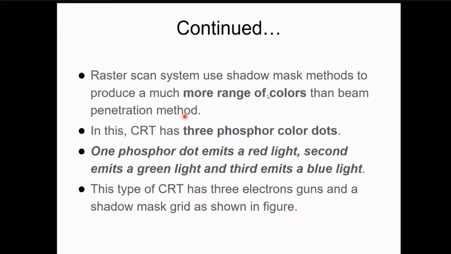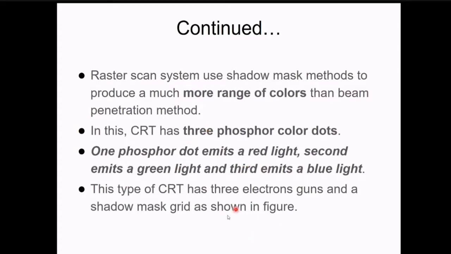Another thing that we have is that it has 3 phosphor colored dots. These 3 phosphor colored dots are able to produce a range of different colors. If we want to display one particular color, then it will nullify or reduce the intensity of the other 2 colors, that is the green and blue, and it will increase the intensity of the red color only at that particular point of time. So this is the intensity thing that we have. One phosphor dot emits red color, the second green, and the third blue light. Based on that, we'll be able to produce a multiple range of colors.